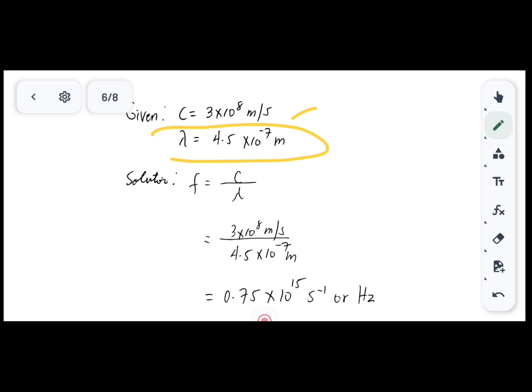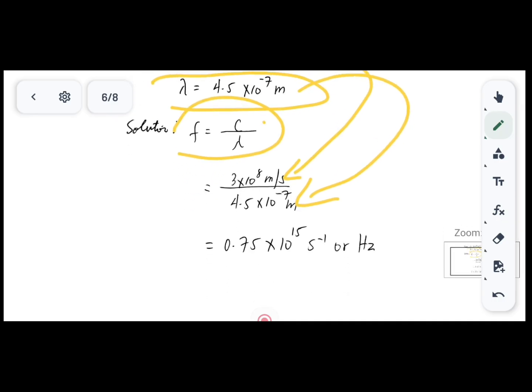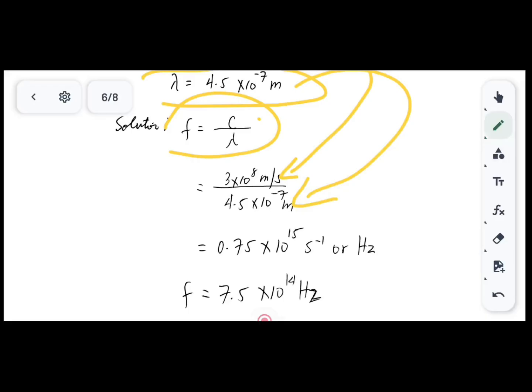And then the solution is the same as in the first problem we have here. All you need to do is substitution. The value of C is 3 times 10 raised to 8 meters per second. The value of the lambda is 4.5 times 10 raised to negative 7 meters. The next thing that you need to do, you may use directly on the calculator, input it directly, but you may do it step by step.